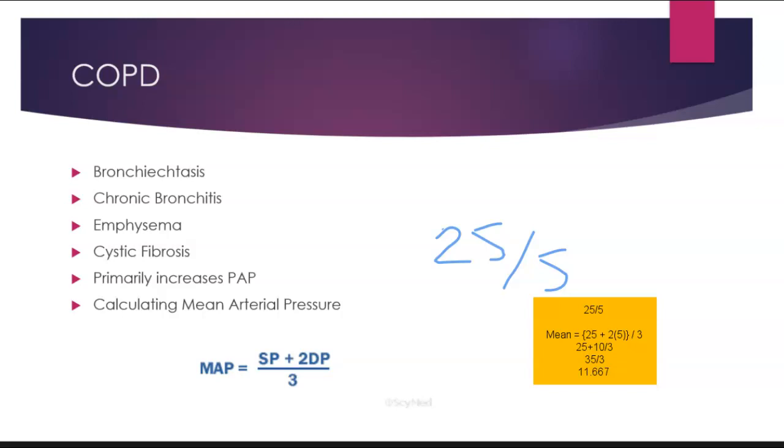11.667 is what my mean PAP would be. Okay, so that fits within that normal range. Just to make sure that you understand that, you will not have to do this math on the test, but I just wanted to make sure you know where these values come from with mean arterial pressures. And this is the same calculation whether you're doing mean pulmonary pressure or mean systemic pressure.